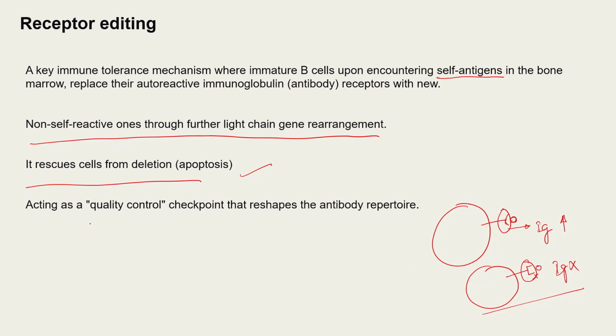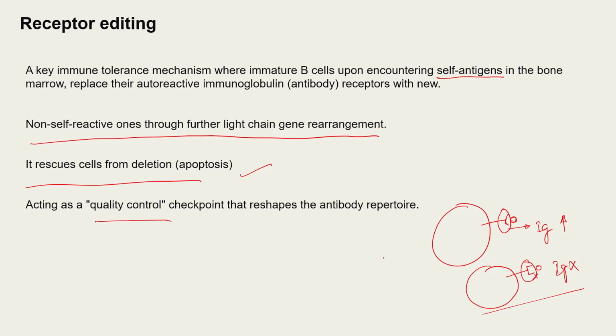It's also a quality control, because it's a checkpoint that reshapes the antibody repertoire. This is again very important because all these processes are critically controlled, and most of them are ATP-driven energy processes. So one has to think carefully about how these costs can be minimized in order to process more and more antigens. These are typically the changes in receptor biology which we are going to study here.